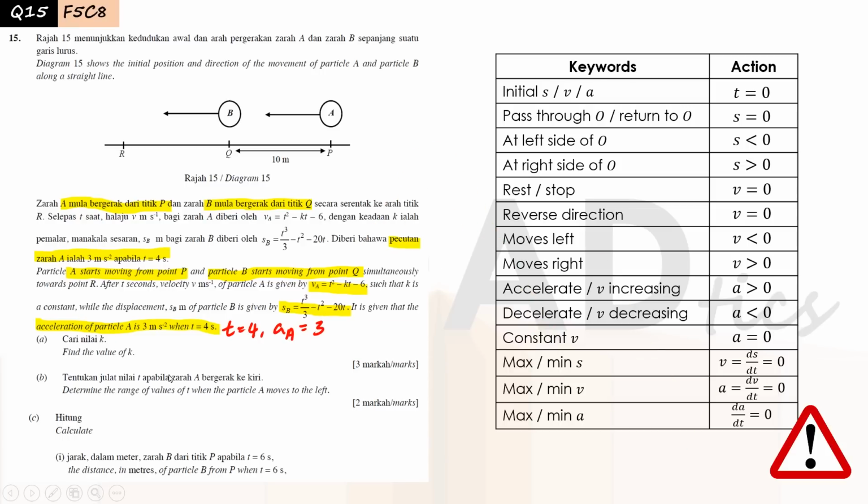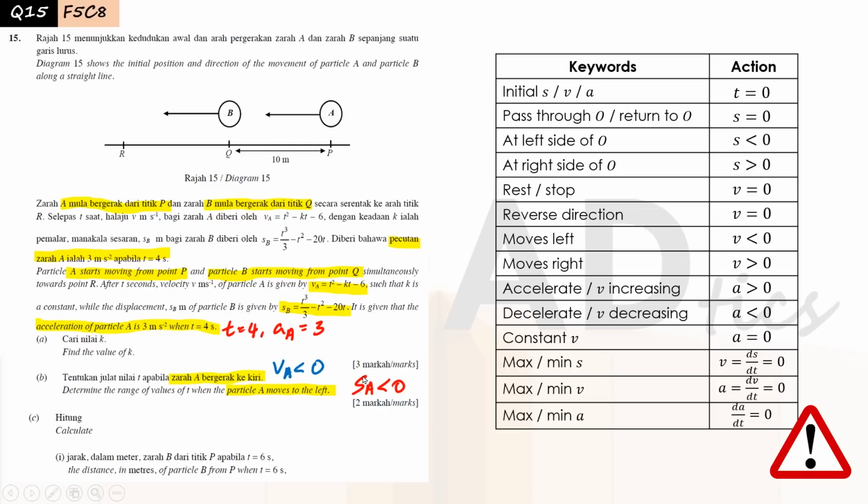Alright, and I just want to look at part B, because here there is this particle A moves to the left, so this is one of the keywords in this table. So moves to the left would be V less than 0. Okay, a lot of students will think that this is S_A less than 0. They use S instead of V.